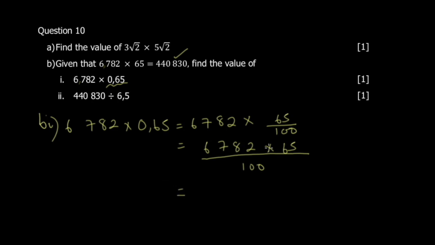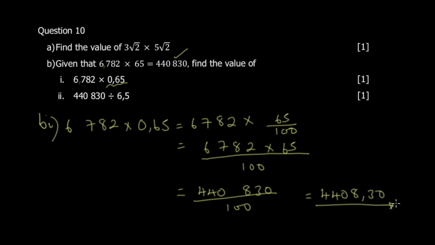So here, this value we know already. It's 440,830. Okay. So we want to divide this by 100. What do you get? This comma was here, so it shifts 2 places. So you get 4,408.30. And then we are done. So this is it. And remember that this one was supposed to be my editor. We got it wrong. This was supposed to be 6,782. Okay, and then we get this part here, and then we are done for the first part.